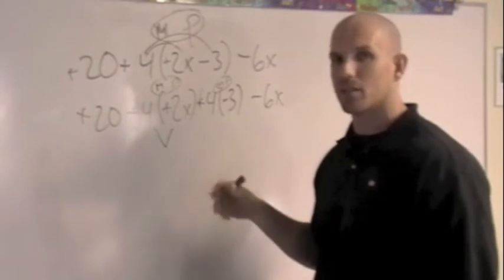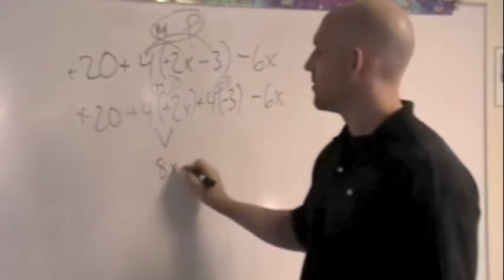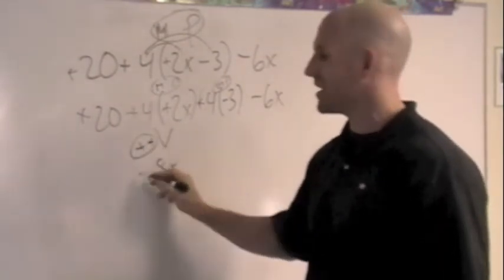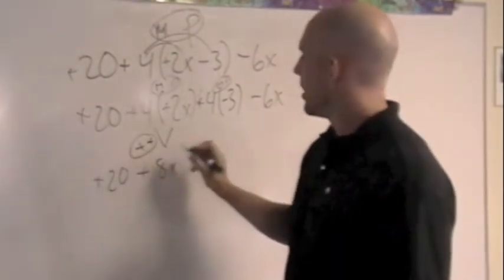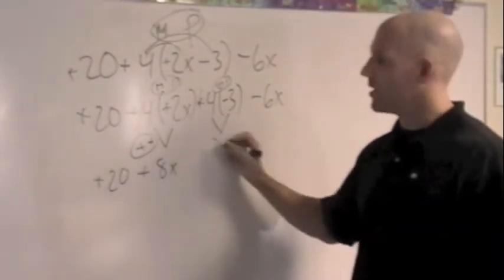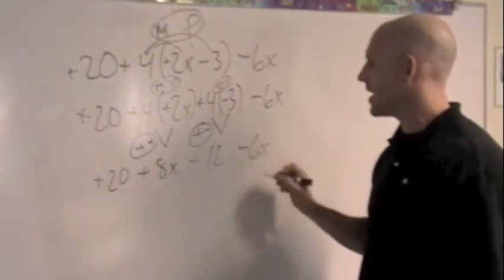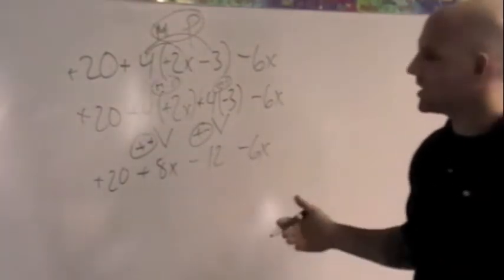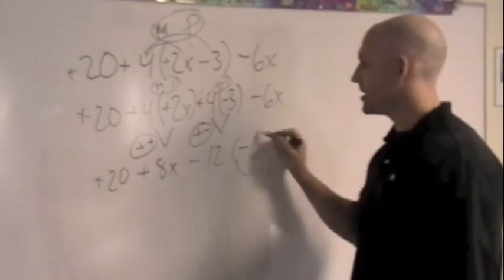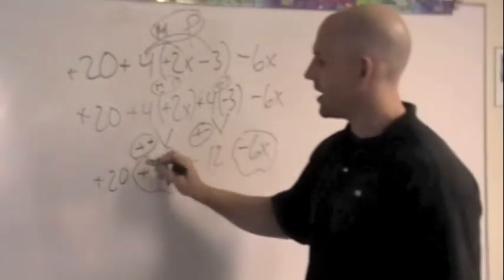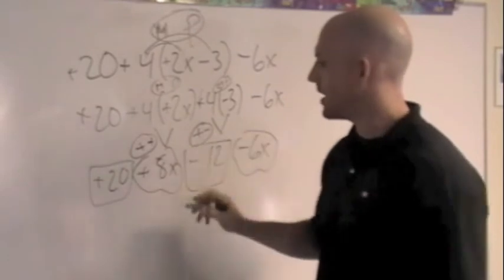4 groups of 2x. Okay? 8x. Positive or negative? Well, they match. It's positive. Positive 4 times negative 3. They don't match. Unfortunately, it's going to be a negative 12, negative 6x. We're looking for like terms. We see a couple sets that match up. This 6x can match up with this positive 8x. This 20 can match up with this negative 12.